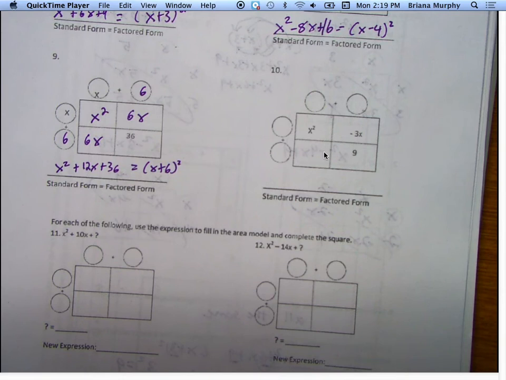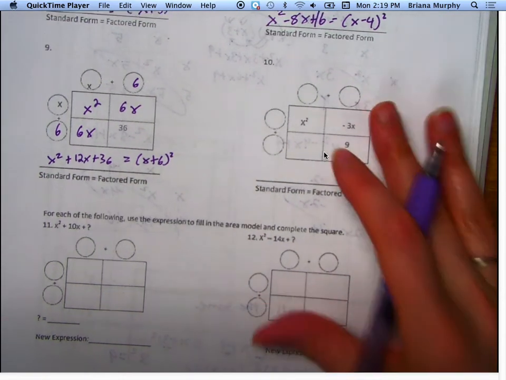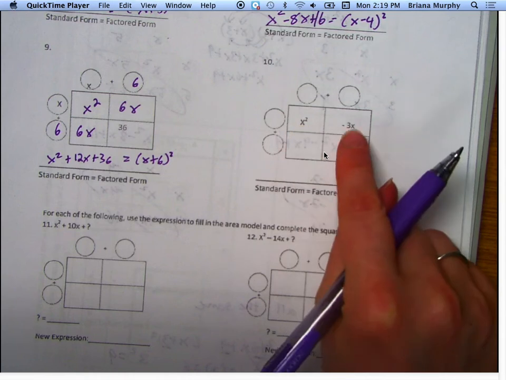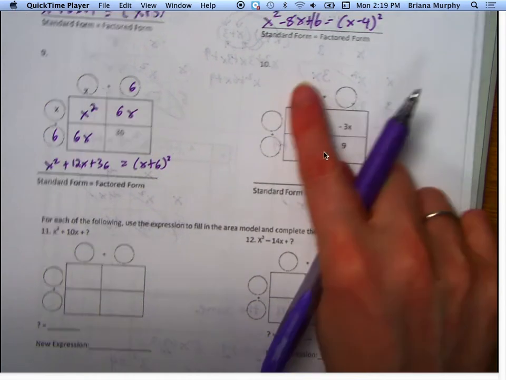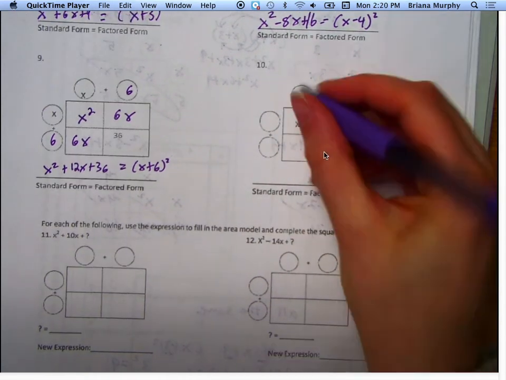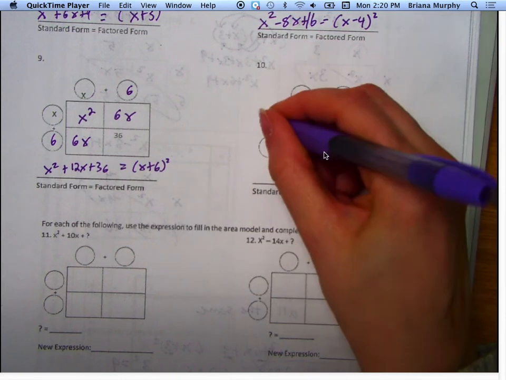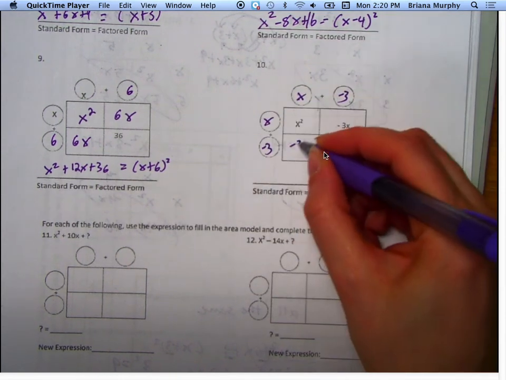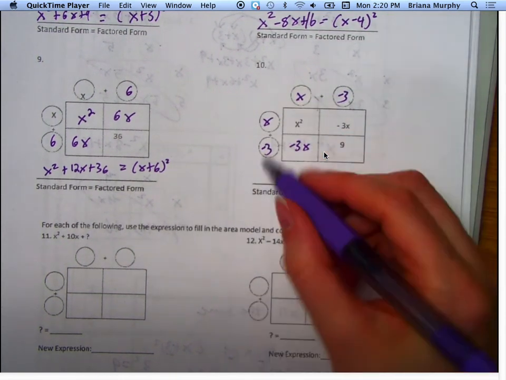It's trying to lead you to something, so it's not like you would do that very often. Okay. What about here? If this is x squared and this is negative 3x and this is 9, what has to go on my outside? x minus 3 on both sides, right? Which would make this negative 3x, which would make my standard form what?